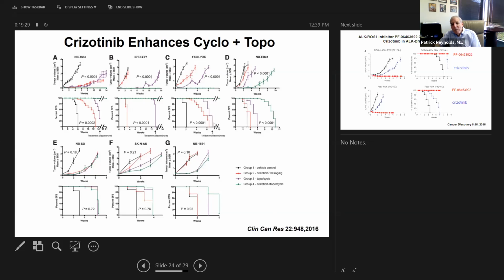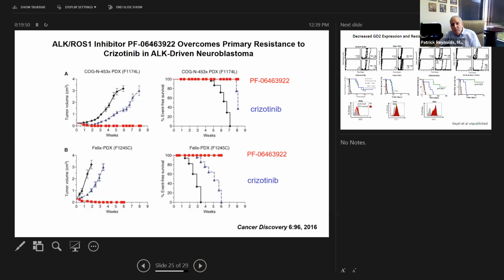So what really sold me on these data, these models all showed the same thing. But the fact that you could take a post-mortem derived patient-derived xenograft and see this, a patient that failed therapy with the crizotinib alone, really made me think that this was going to work. And we'll see if it does. That study is ongoing clinically.